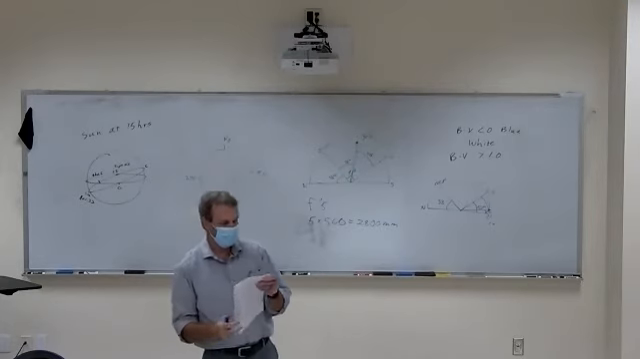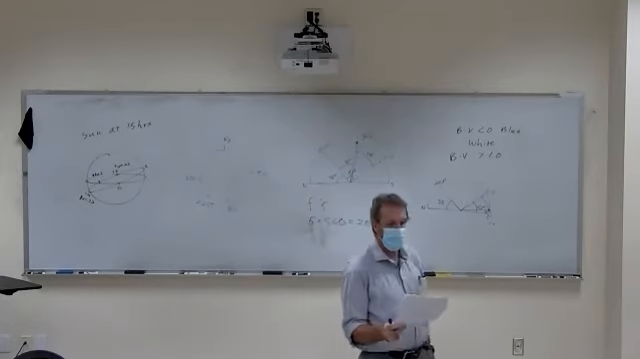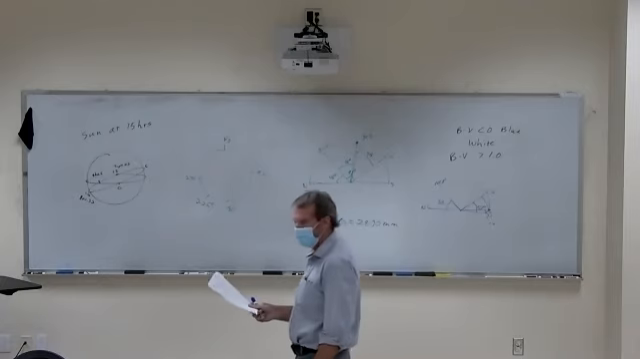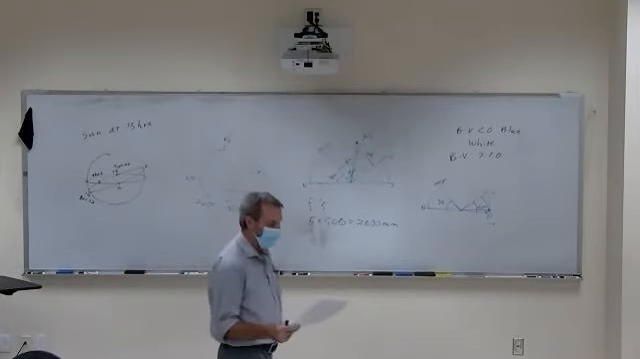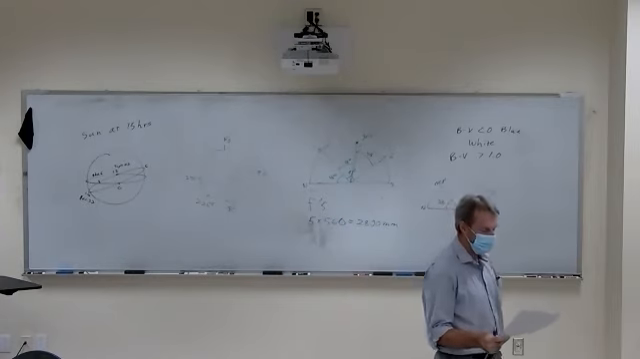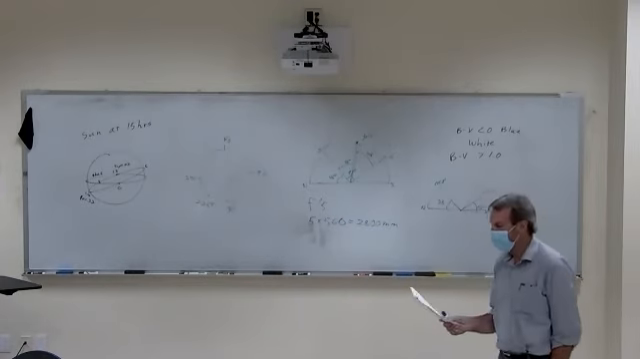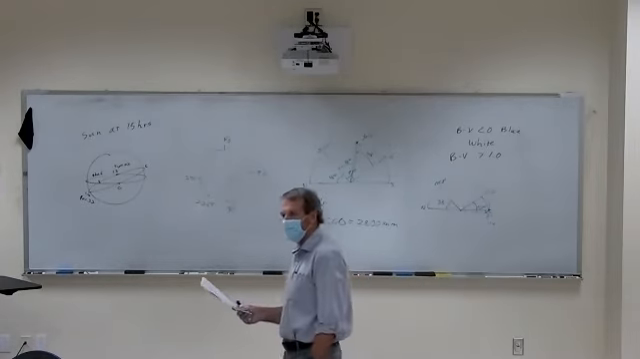All right, definitions. Ecliptic, path of the sun on the celestial sphere. Zenith, point directly overhead. Field of view is how much of the sky you can see through a telescope.